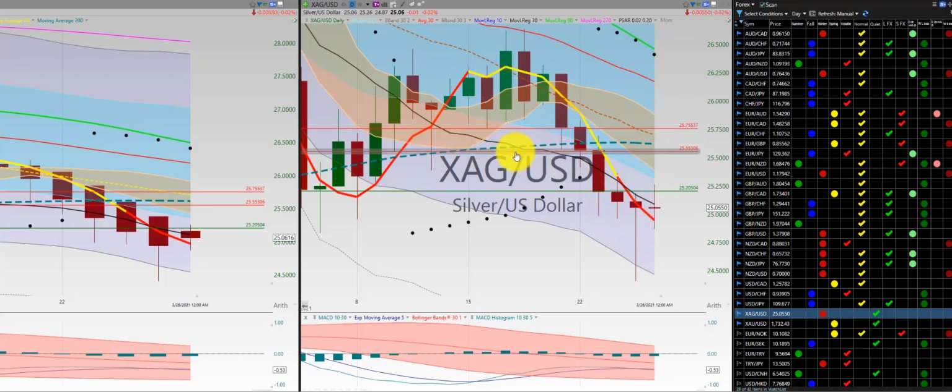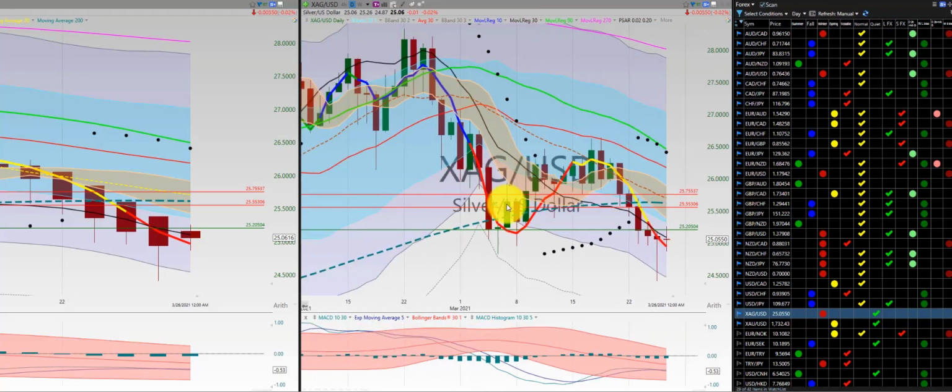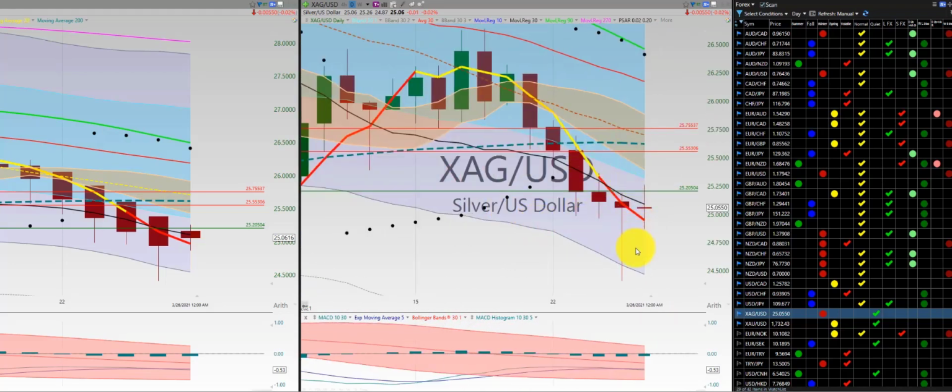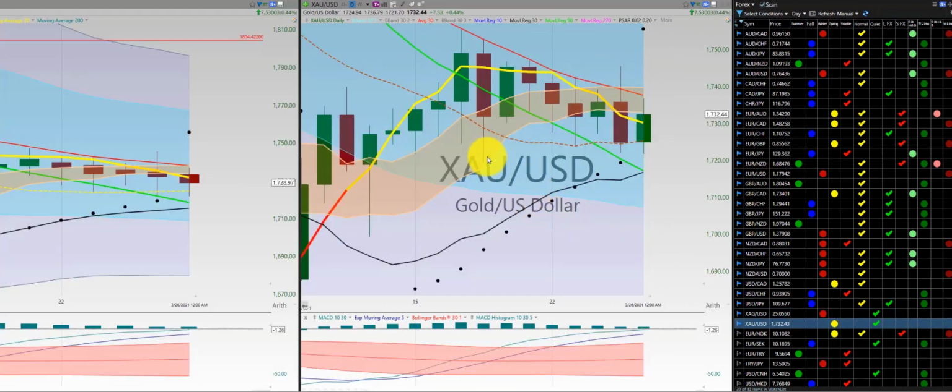We have a collapsing dragon. We'll see how far it goes down before it comes back up. We could have more further price action to the downside. We'll see. And then we had gold on the other side.